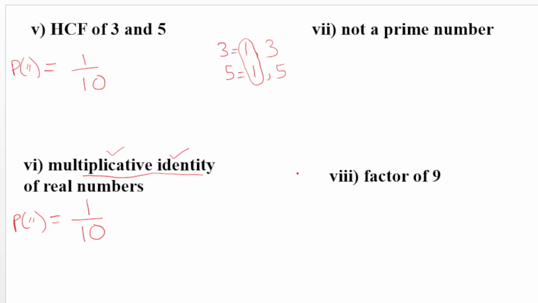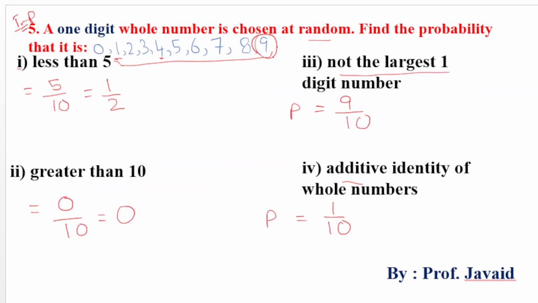Now the seventh part, not a prime number. In the exam they will ask any two or three parts, not all parts. So you should be ready. Not a prime number. Okay, so which are not prime numbers? First of all, see which are not prime numbers. So let's move toward the question. 0 is not a prime number. 1 is not a prime number.